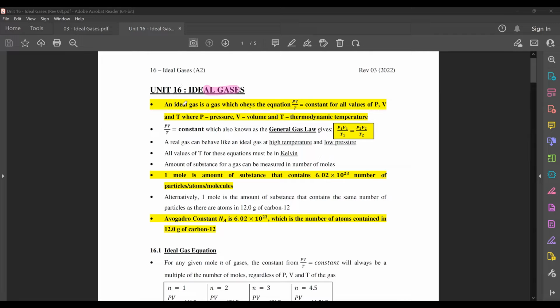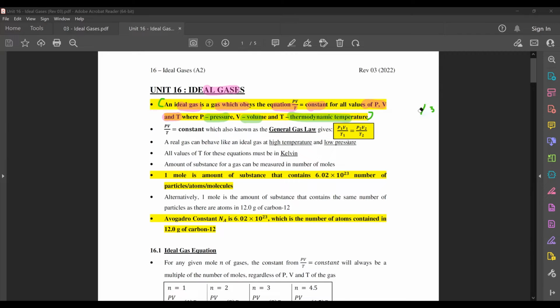By definition, an ideal gas is a gas that obeys the equation PV over T equals a constant for all values of P, V and T, where P is pressure, V is volume, and T is thermodynamic temperature. This definition is something that you would need to remember if you're asked to define an ideal gas. Sometimes it's worth 2 marks, sometimes it's worth 3 marks. If it's 3 marks, it's this entire statement here.